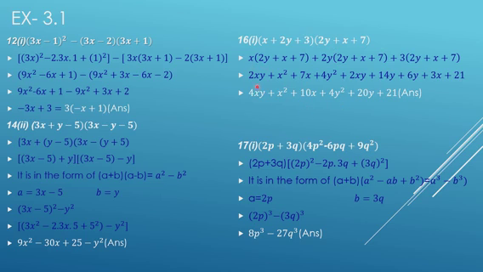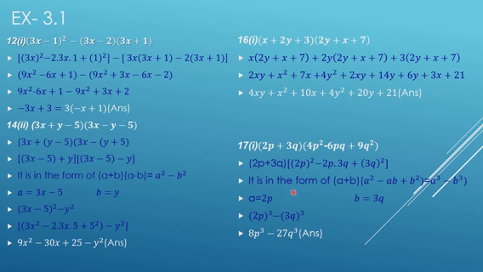So if you multiply, you get 2xy plus x square plus 7x plus 4y square plus 2xy plus 14y plus 6y plus 3x plus 21. When you add all the similar terms, you'll get your equation as 4xy plus x square plus 10x plus 4y square plus 10y plus 21. So this is your answer for the third one.